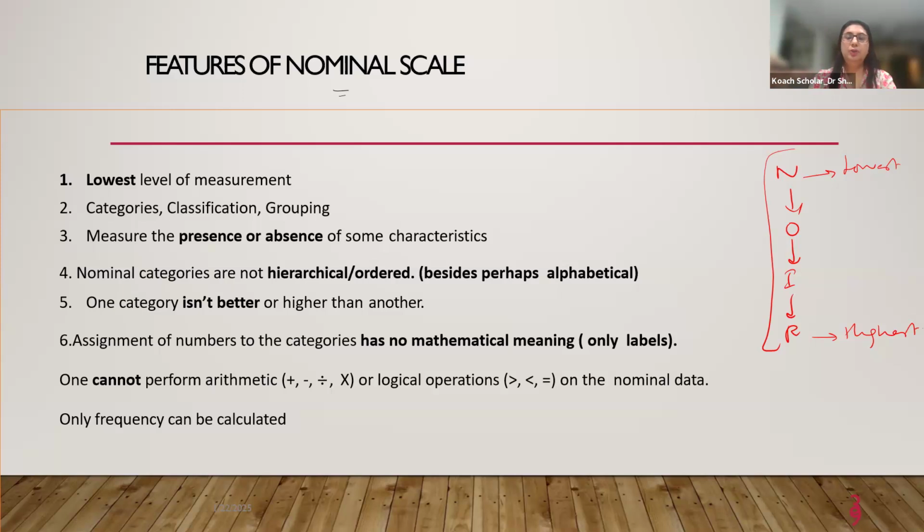Whichever category you fall into, you cannot say which category is superior or better. And we cannot perform any mathematical, arithmetic or logical operations. मतलब ना तो हम इसमें plus, minus, divide, multiply ये सब नहीं कर सकते. Neither can we say less than, greater than or equal to. We cannot perform any of these operations in the nominal scale.